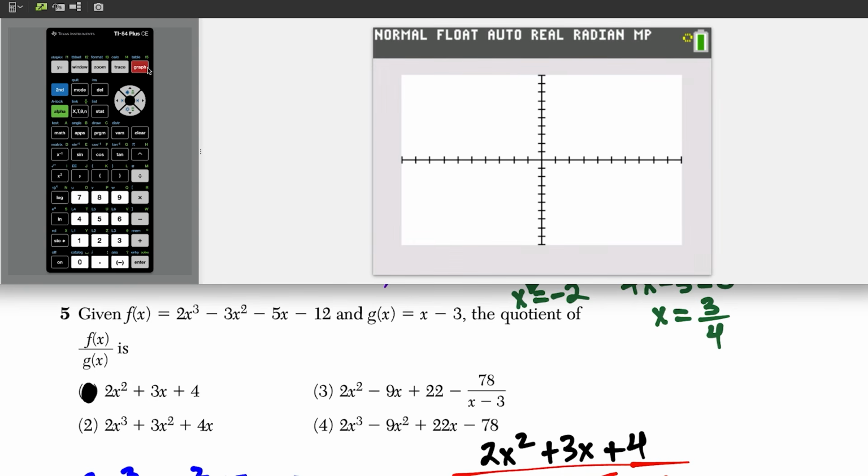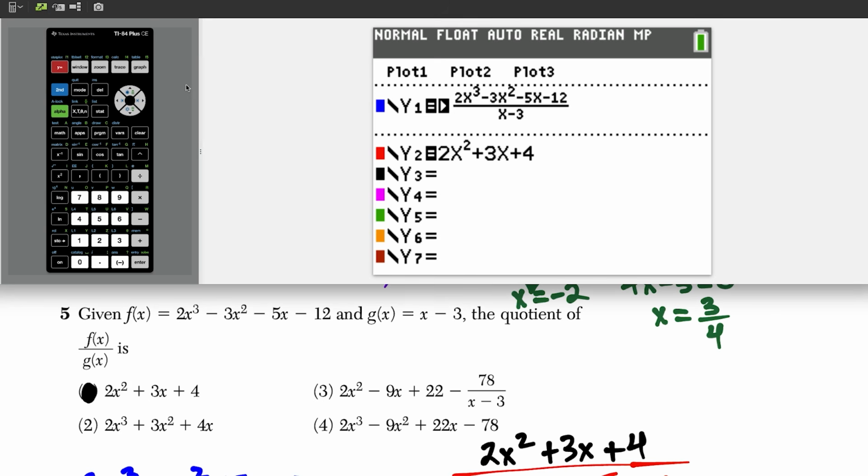And notice that when we graph both of these, the graphs overlap completely. Okay, so that's how I know choice 1 is correct. If I type in one of the wrong answers, it's not going to overlap with the original graph that we had in blue here. So that's how I know 1 is definitely good.